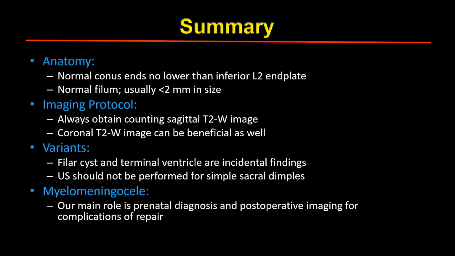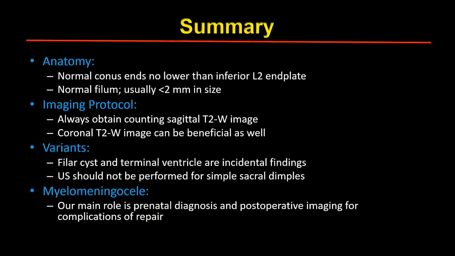Okay, so in summarizing, this is a long talk. I tried to cover as much as possible. I'm going to try to summarize some salient points. So in anatomy, normal conus should end no lower than inferior L2 end plate. The normal filum is usually less than 2 millimeters in size, definitely normal if it's less than 1 millimeter in size. Try to always obtain sagittal T2 image for counting vertebral bodies. Try to obtain coronal T2 as a part of your MR protocol.